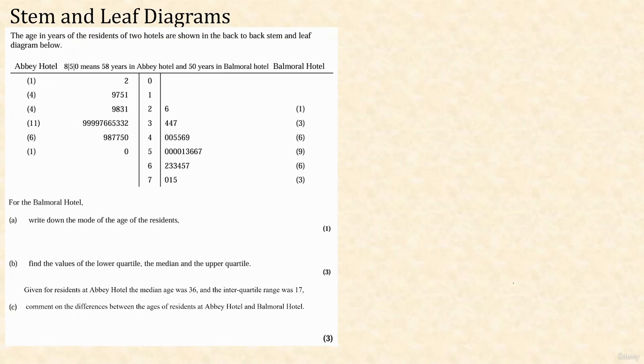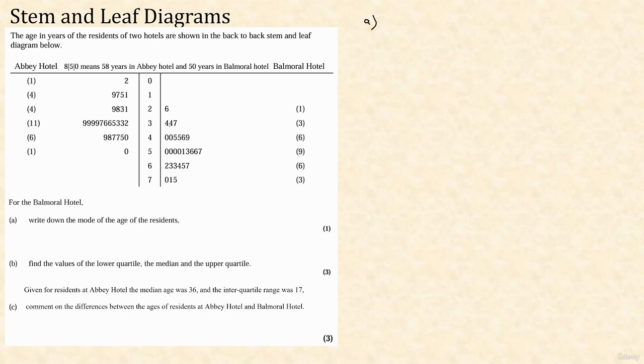Okay, let's have a look at an exam question involving a back-to-back stem and leaf diagram. The ages in years of residents in 2 hotels are shown in the back-to-back stem and leaf diagram below. So we've got Abbey Hotel over here, and then we've got the Balmoral on the right, and we've got a key in the middle.